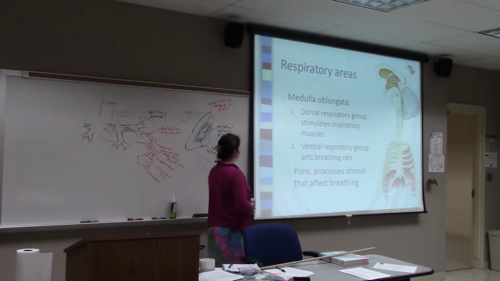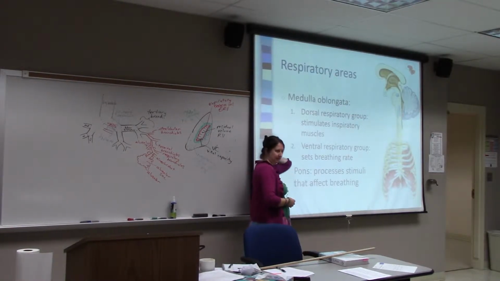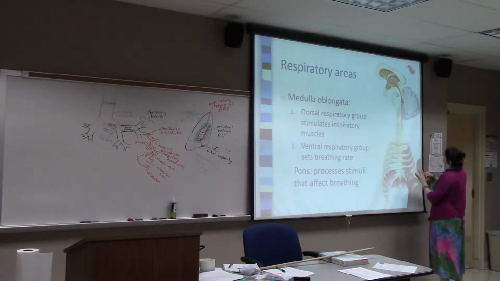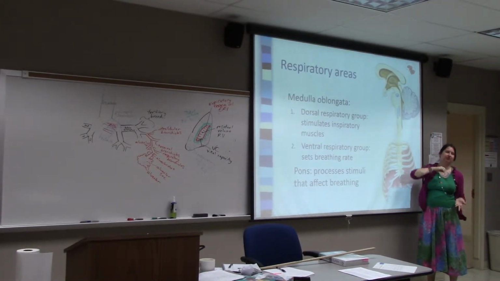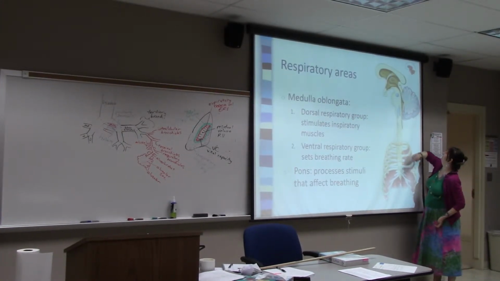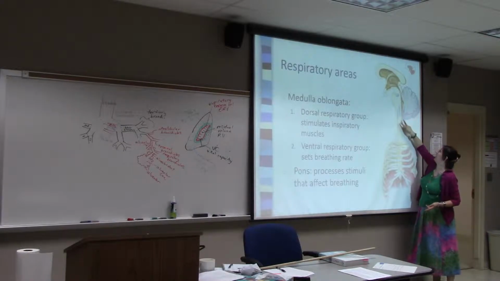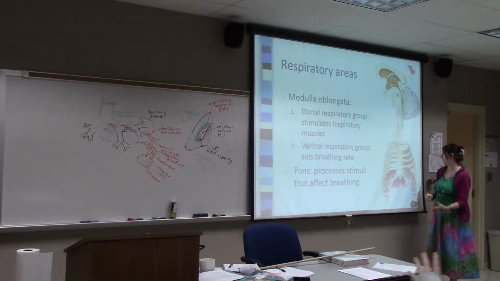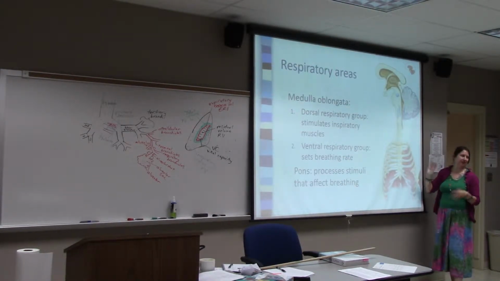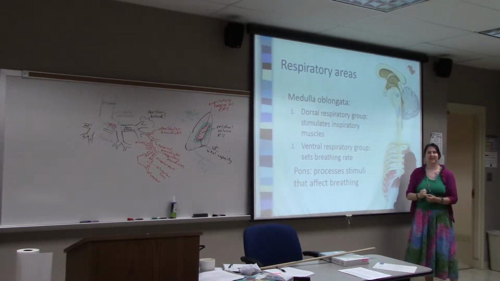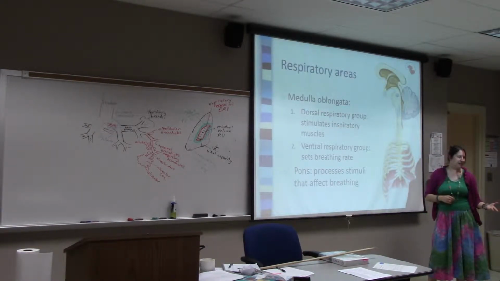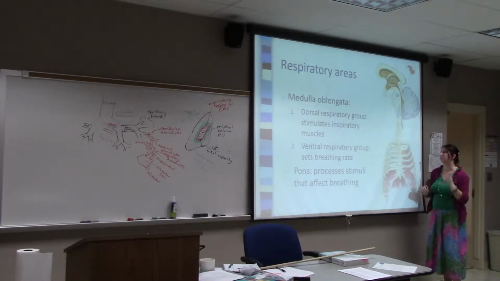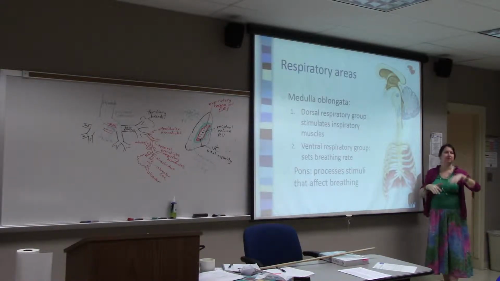The respiratory areas are in the medulla oblongata and pons. In the medulla, there are two groups, dorsal and ventral respiratory groups. If you remember that this is the cerebellum and it's in the back, which one of these is the dorsal respiratory group? Yeah, this one, closer to the cerebellum. The dorsal respiratory group is the main one that directly signals the inspiratory muscles to contract. Even though they're not generally voluntary as skeletal muscles, they need a nerve signal to contract, and that comes from the dorsal respiratory group. The ventral respiratory group adjusts the rate.